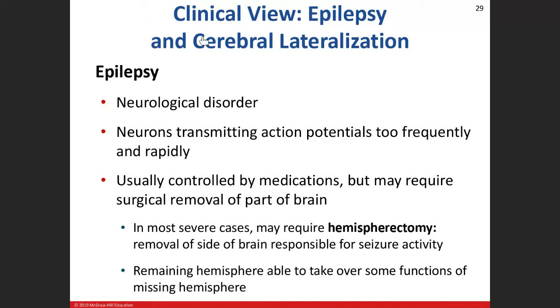But this is what happens. Essentially, you get rapidly firing action potentials at a high frequency, just shooting off, and it depends on where these action potentials occur. If it's near the motor cortex, then you can have seizures. In some cases, you can have it if it's more in the frontal lobe, and it depends on which region.